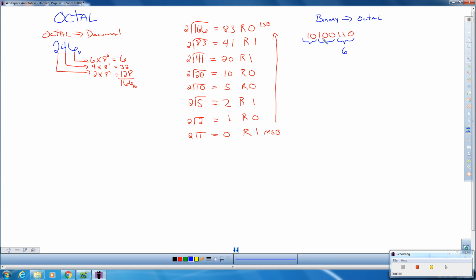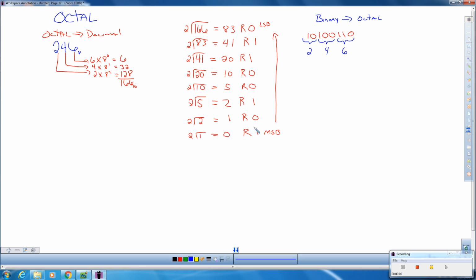If we have 1 0 0 binary, in octal that gives us a 4. And then if we have 0 1 0, that's 2. Chunking these in 3, we just take whatever its equivalent is. So 1 1 0 is 6, 1 0 0 is 4, and 0 1 0 is 2. So we can see that we went from binary to octal, and we're over here at the exact same number, 246. So we went from octal to decimal, decimal to binary, binary to octal.